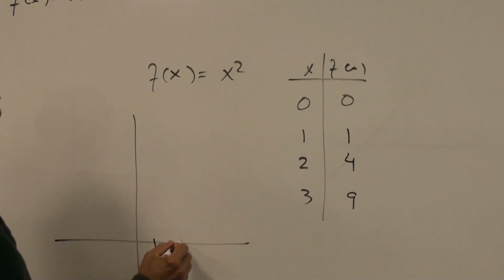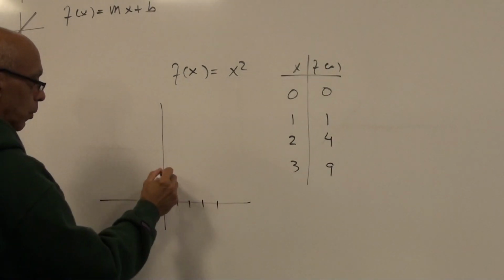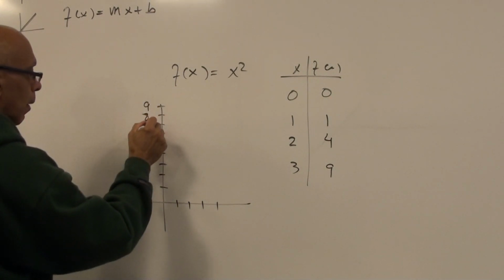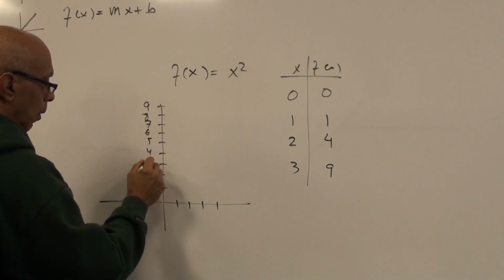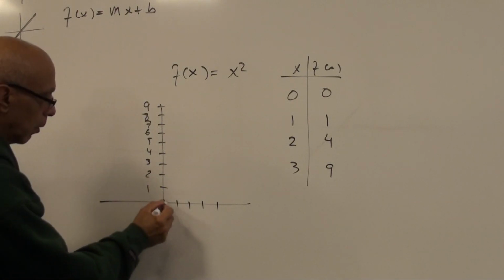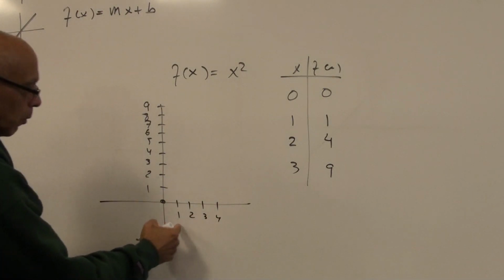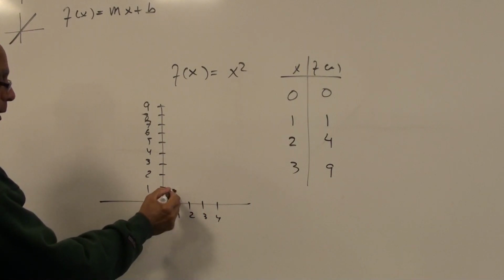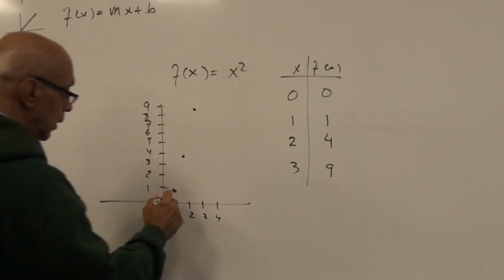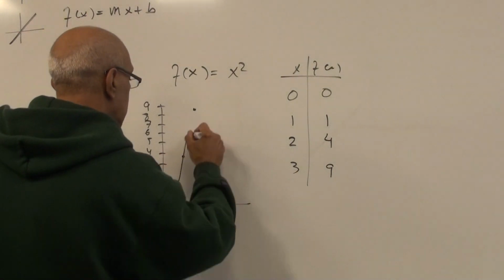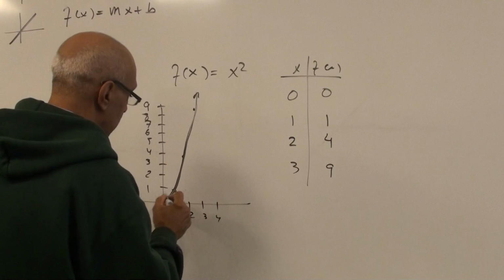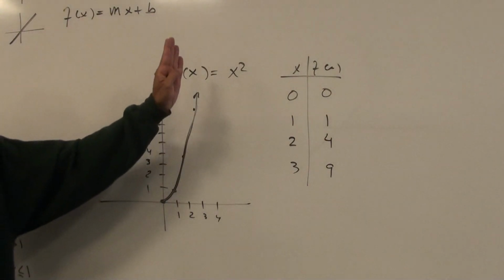Okay? So let's do the graphing here and see how this is going to look like. So x is 0, f of x is 0. When it's 1 it's 1. When it's 2 it's 4. When it's 3 it's 9. Okay? So we see that the line is increasing faster than the linear equation, and it has this shape here.